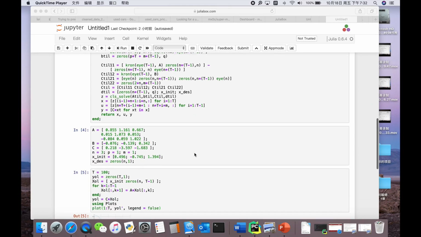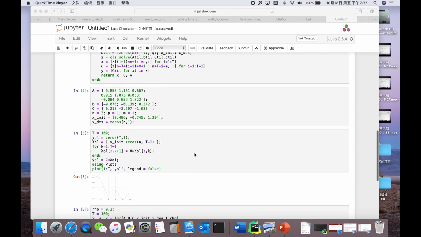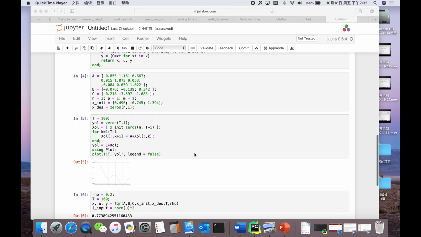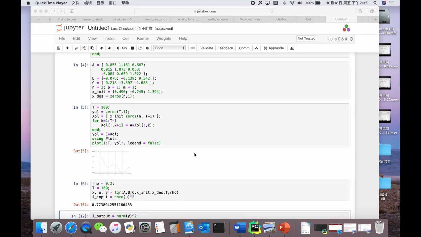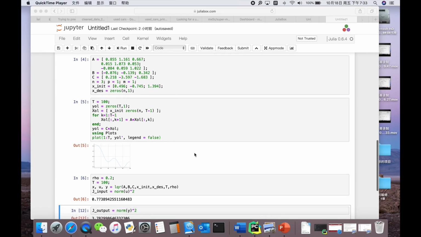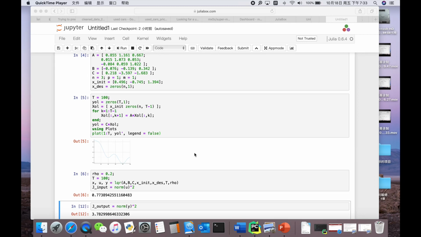Then we plot the open loop response. And then we can use Julia to solve the linear quadratic control problem with T equals 100 and rho equals 0.2. And we can get the minimized J input value and J output value.